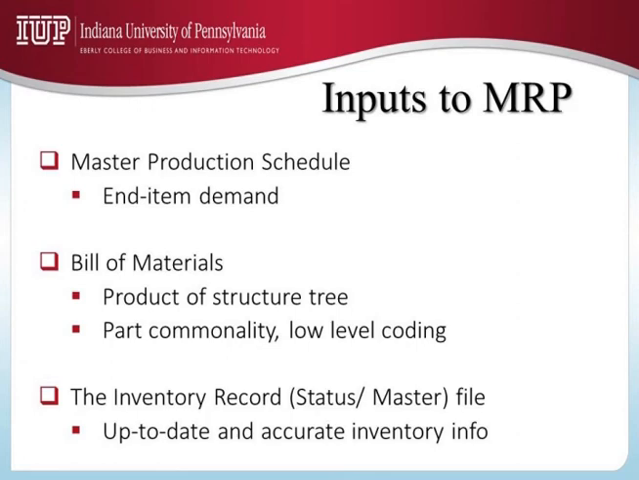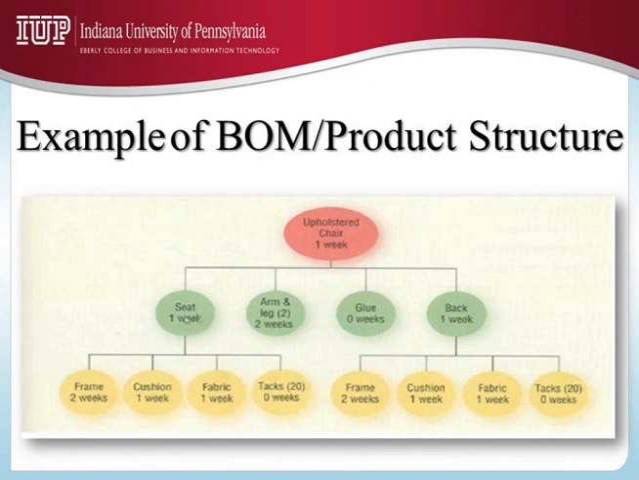Let's move on to the bill of materials. The bill of materials is also referred to as the product structure tree. It provides the parent-child relationships. Let us try to understand that with this picture of a bill of materials or a product structure. This is an example of one of the most straightforward products, a simple chair. The chair itself is made up of a seat, arms and legs, and what you see in parentheses is the number of units of arms and legs required in a chair, that is 2, glue, and the back of the chair.